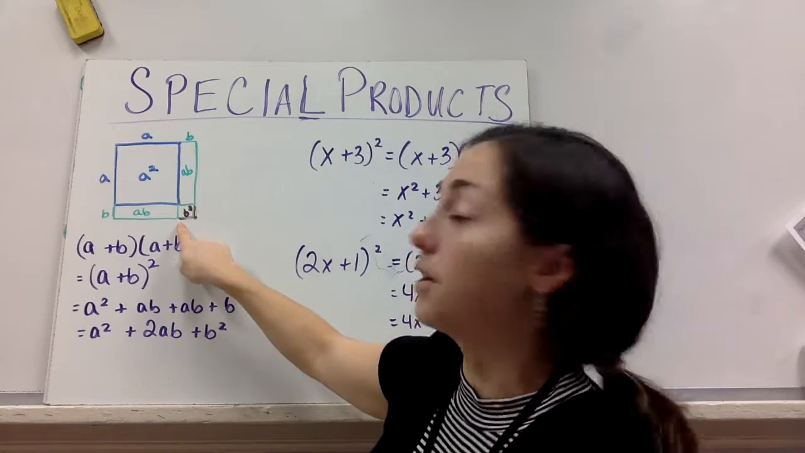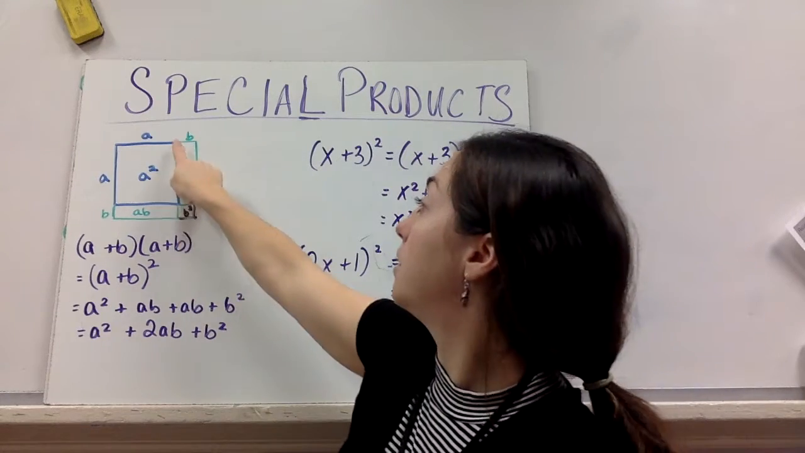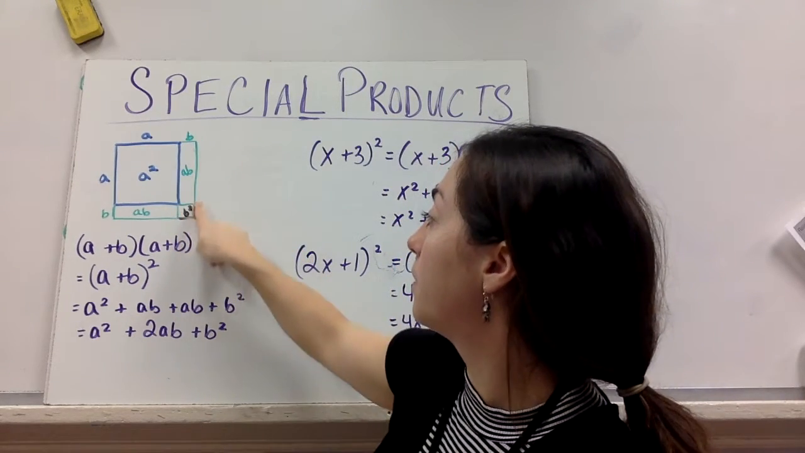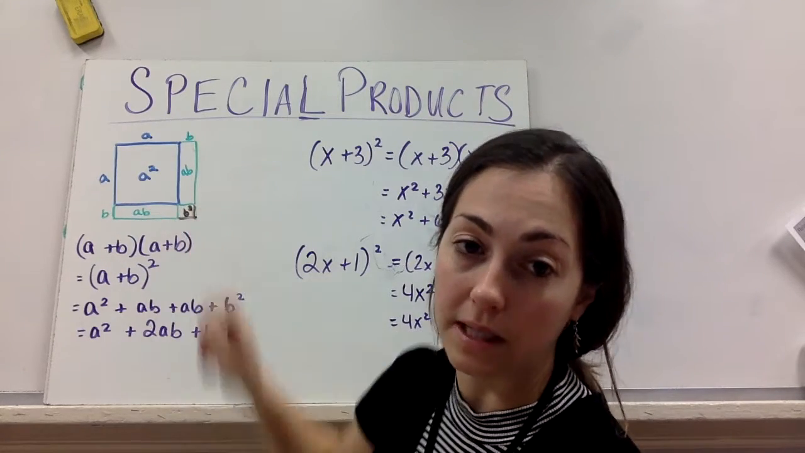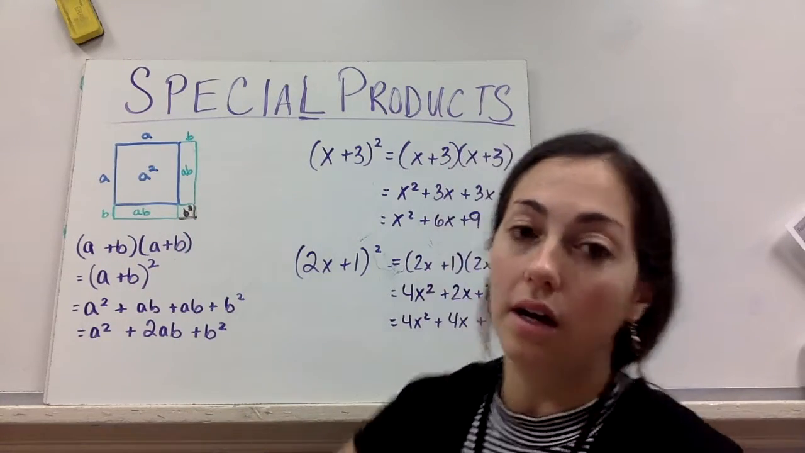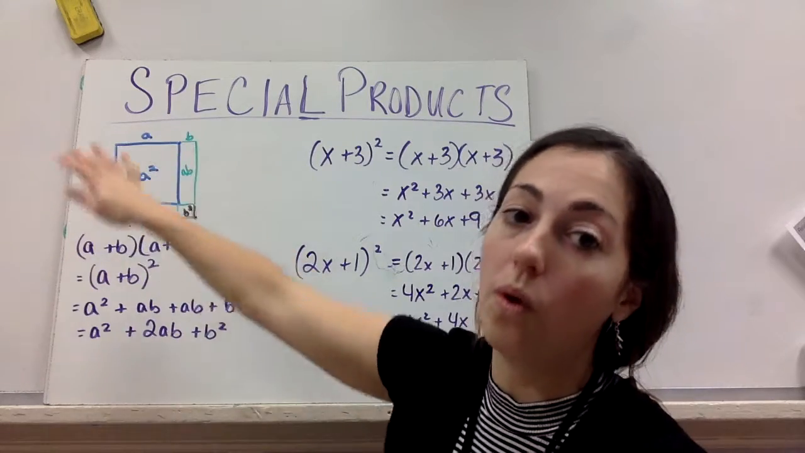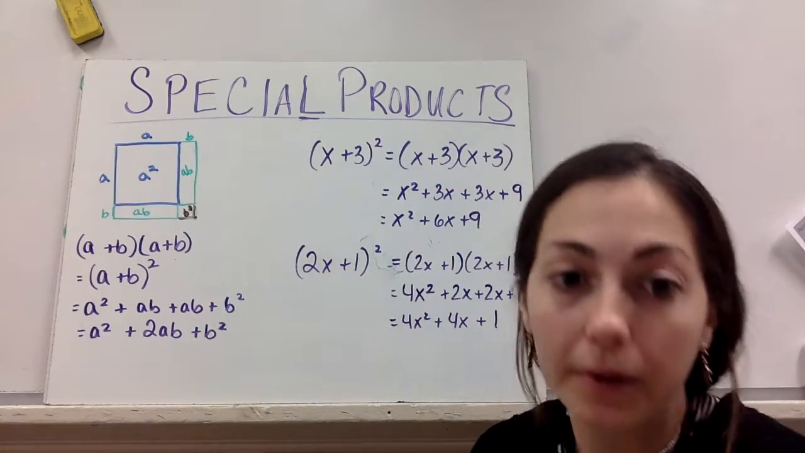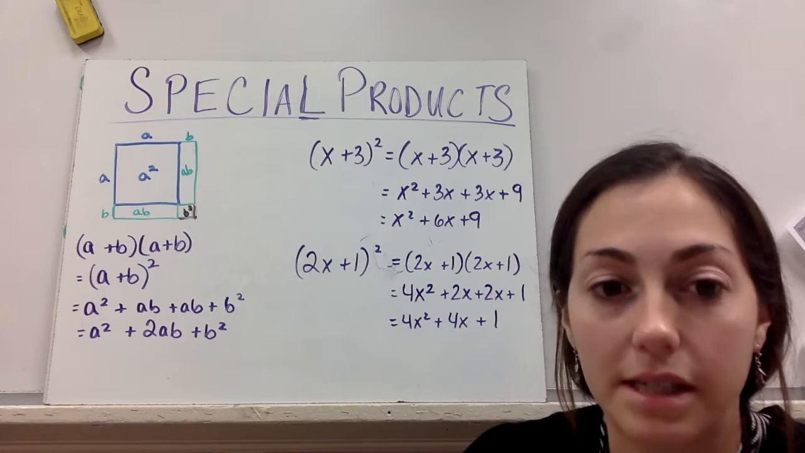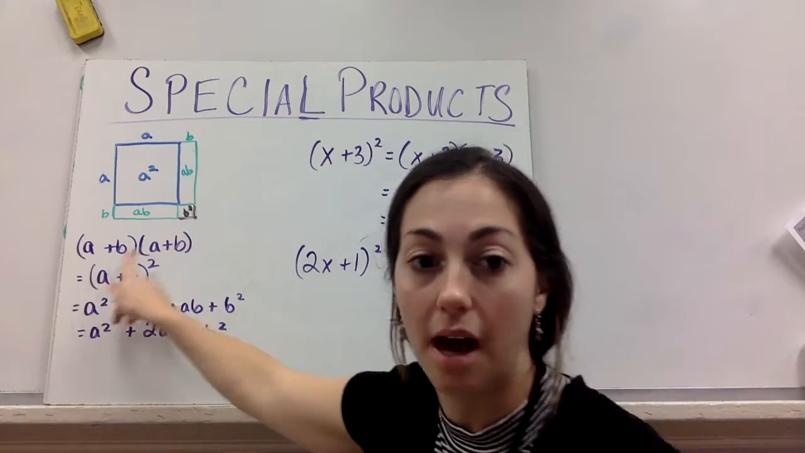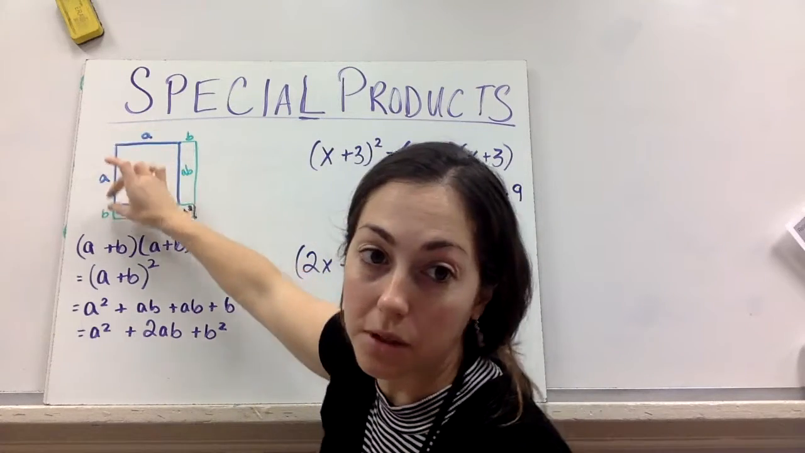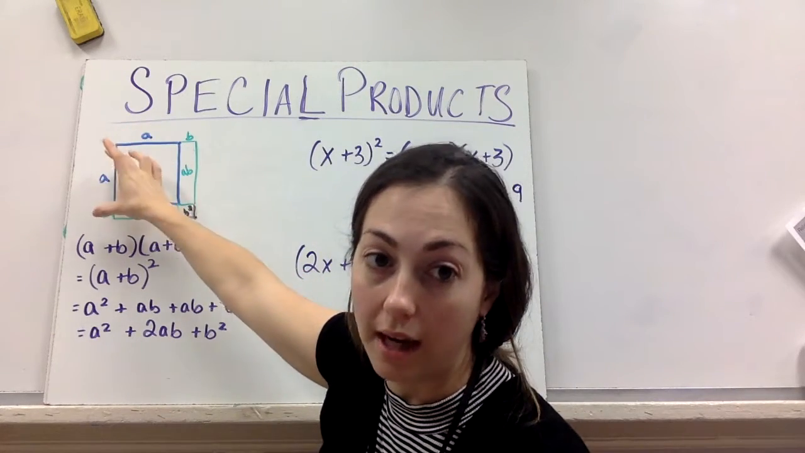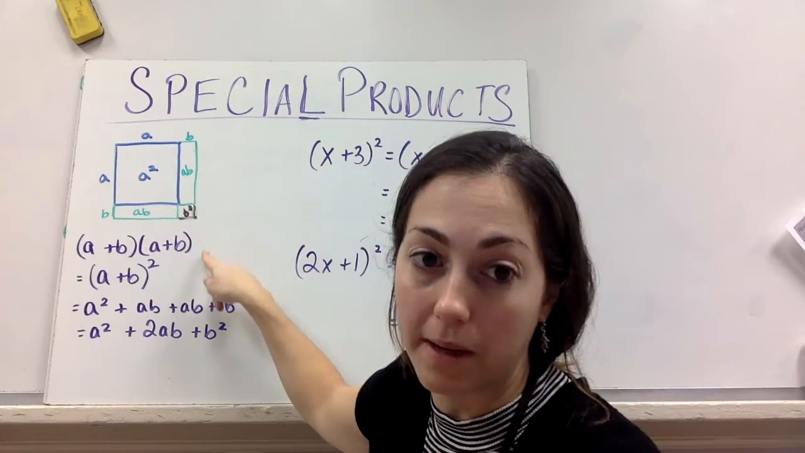And lastly, I've got no measurements here. I've got to look. This is my B. And this is my B, so B times B is B squared. So my measurements for this whole big square is A plus B times A plus B, right? The whole thing. I have this A measure plus this B measure times this A measure plus this B measure.